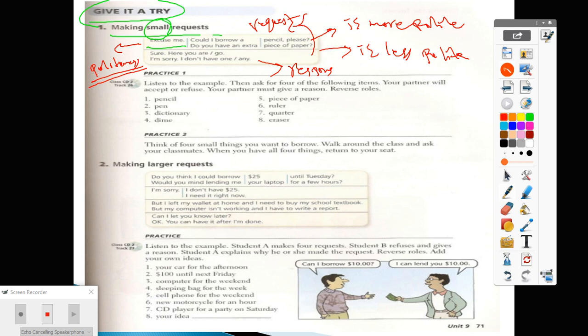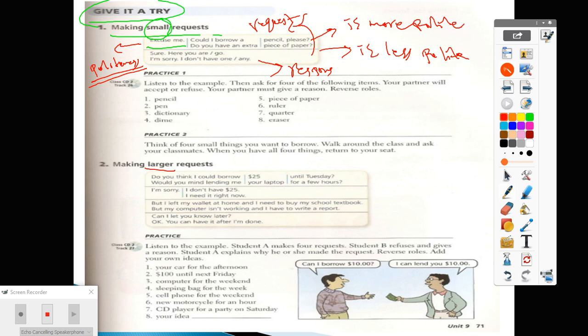Okay? This is a small request. Now, a larger request. Do you think I could borrow $25 until Tuesday? Would you mind lending me your laptop for a few hours?